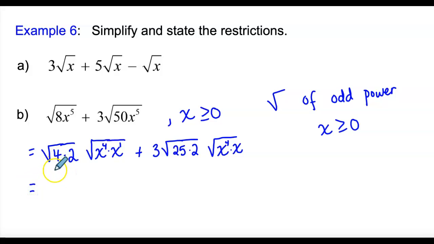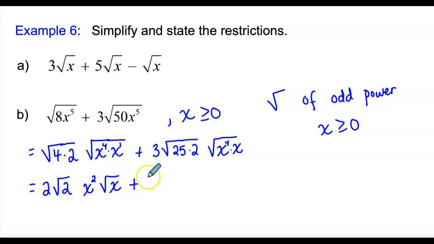Let's take the square root of our perfect square, 4. The square root, of course, would be 2. So now we have 2 times the square root of 2. If we take the square root of x to the power of 4, we would have x squared times the square root of x, which is still inside, and of course we cannot take the square root of x to the power of 1.